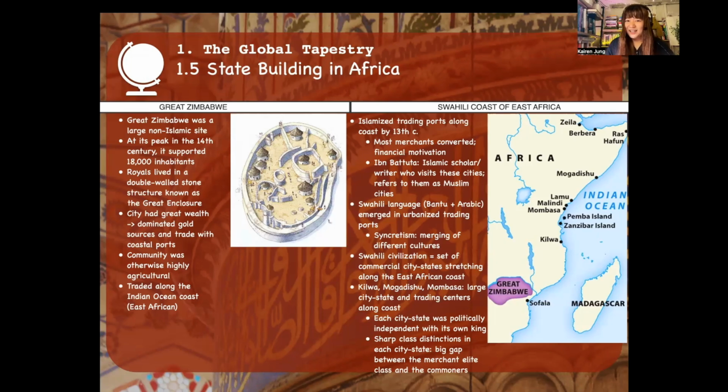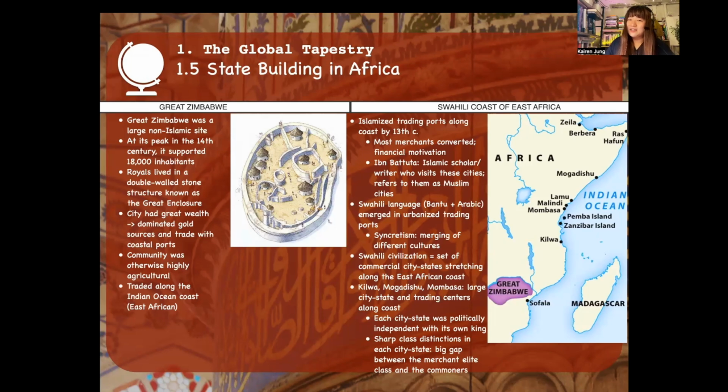But that just goes to show how, in terms of gender and society, equality was relatively higher along this particular coastline. The Swahili language emerged at this time as a mixture of Bantu and Arabic, and it emerged in these urbanized trading ports. And this is another example of syncretism in language, not just in religion. You have this merging of different cultures, and it's really quite beautiful.